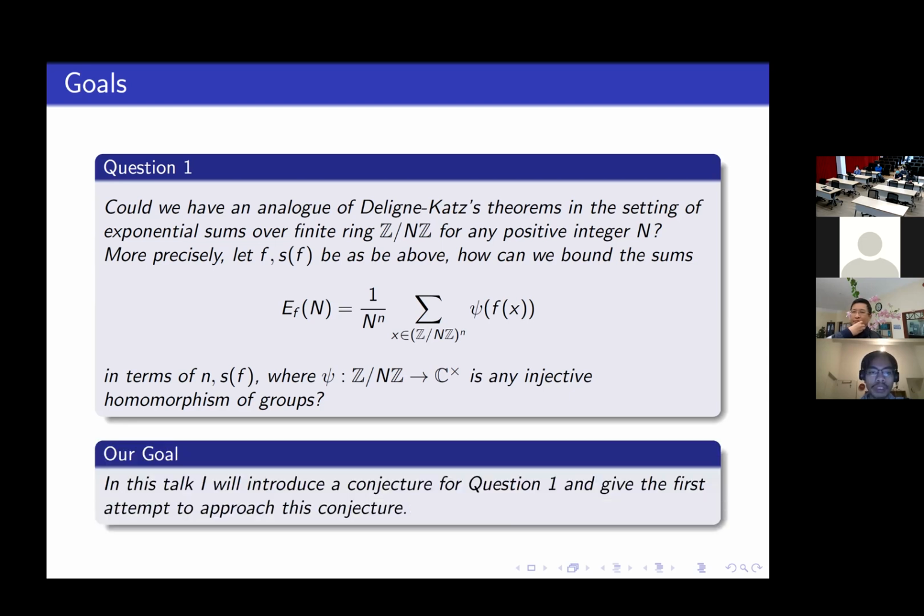Okay, so this is the talk. My goal is to introduce a conjecture for Question 1 and give the first attempt to approach the conjecture.